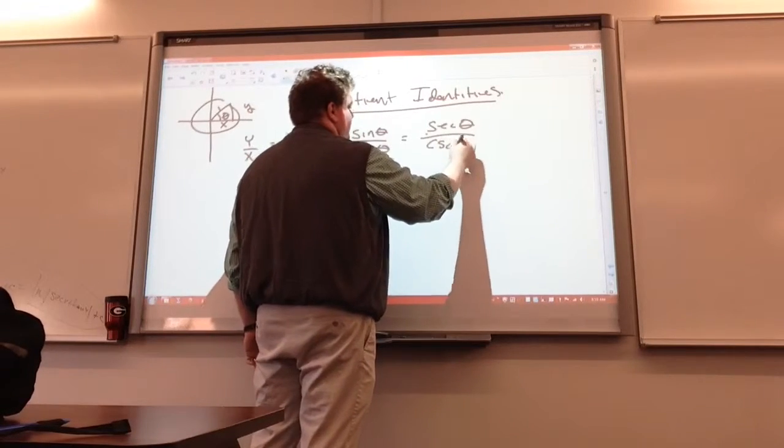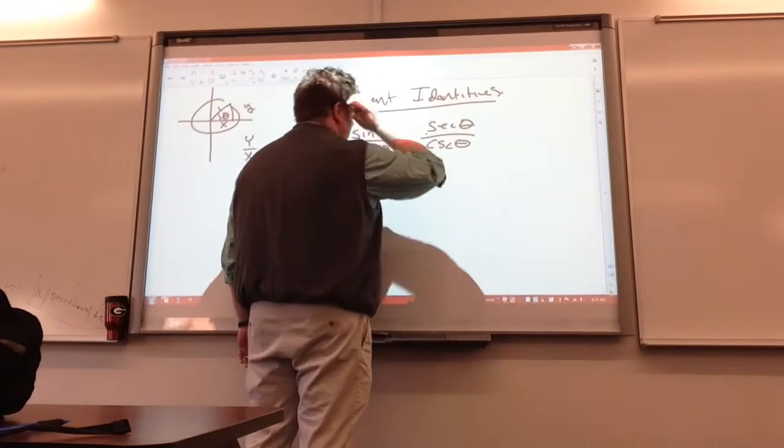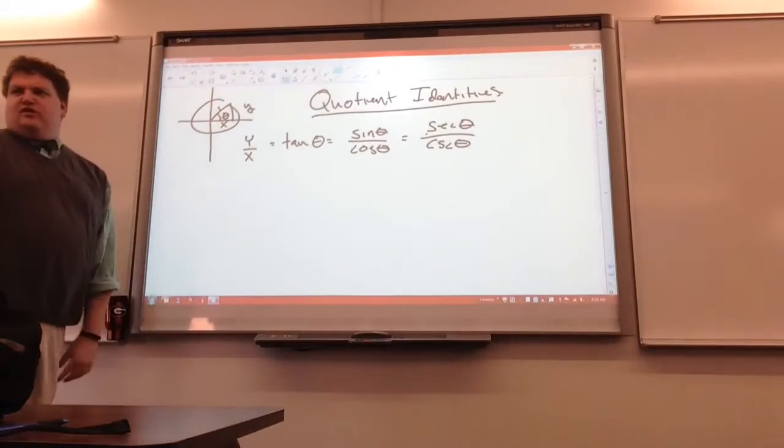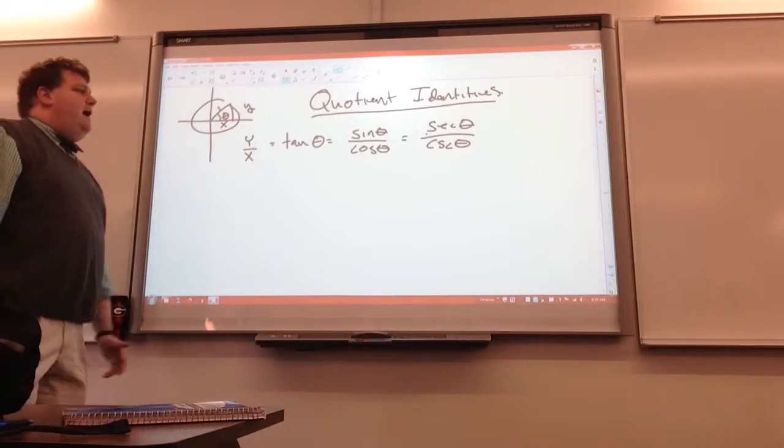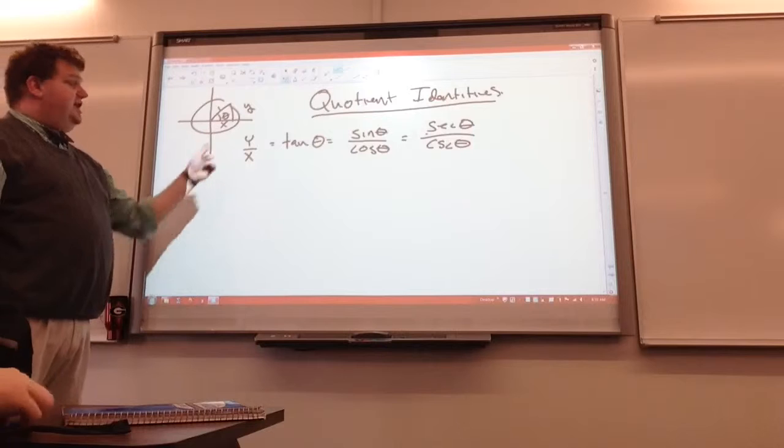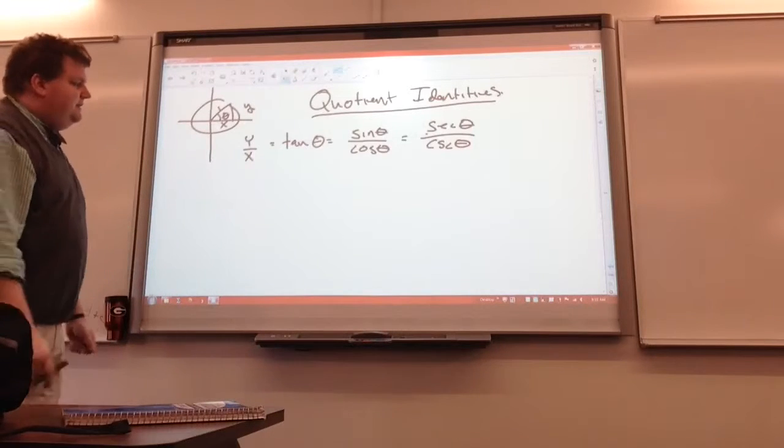Over cosecant of theta. Okay? And again, that's just cleaning up what you just read out to me. So that's another way I can write that identity. So this is called a quotient identity, and we get the tangents.